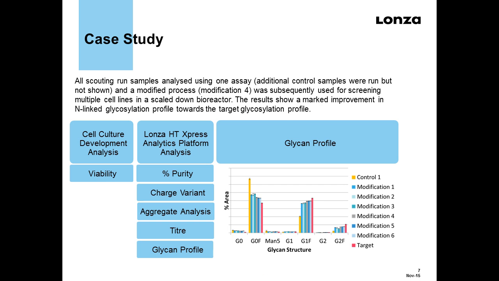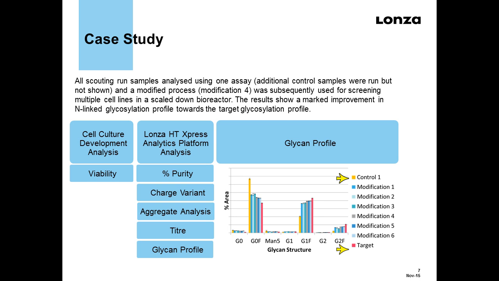For stage 1, we performed a scouting run using modifications to our version 8 process in order to achieve the target profile, as shown in red. The graph reports the mean results for each condition, conditions 1 to 6, which are modifications to the version 8 media. And then you can also see we have the control result as well. The control was produced by running the version 8 media without any modifications. Additional controls were also run, but this data is not shown.